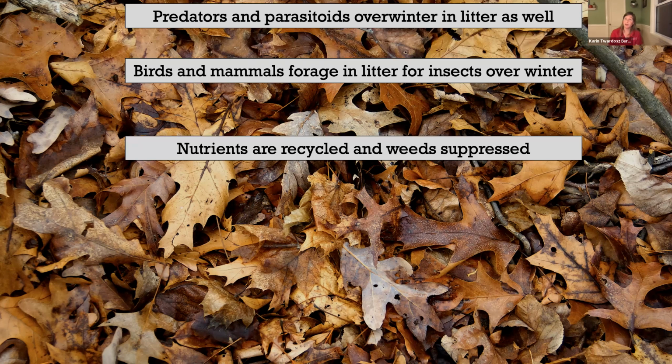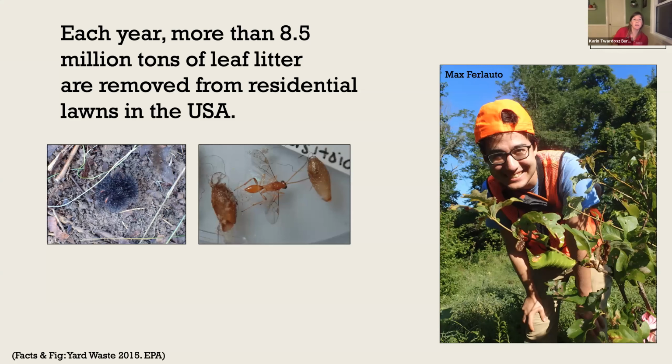So predators and parasitoids also use this resource. Birds and mammals forage in the leaf litter, and it plays a role in recycling nutrients and suppressing weeds. So I think this is a very important resource that we are currently throwing away. There's a master's student in the lab who's currently examining how this is affecting insect populations. 8.5 million tons of leaf litter are removed from residential lawns in the US. And what he's essentially trying to figure out is if that matters for these insect herbivores.